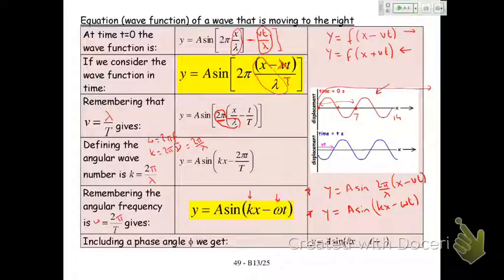If I do not start off with this perfectly aligned thing where I start going positive when t equals 0 and all at the origin, if I mess with it, how do I account for that? I put in a phase angle. And so I get y equals A sine kx minus omega t plus phi. It's done. Yeah? Cool. Okay. I'm going to stop there.